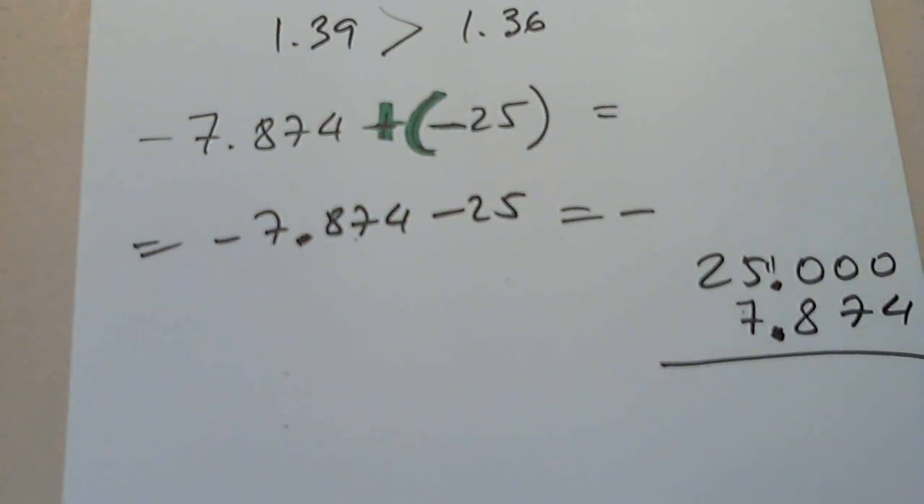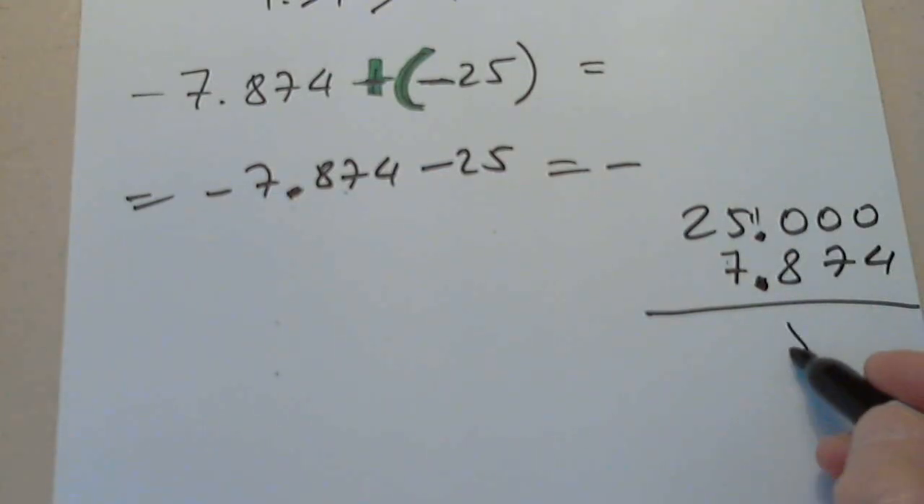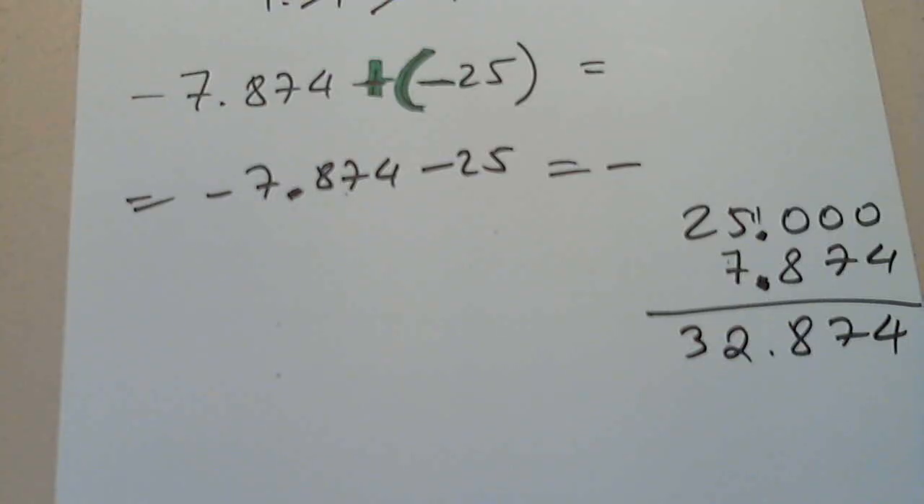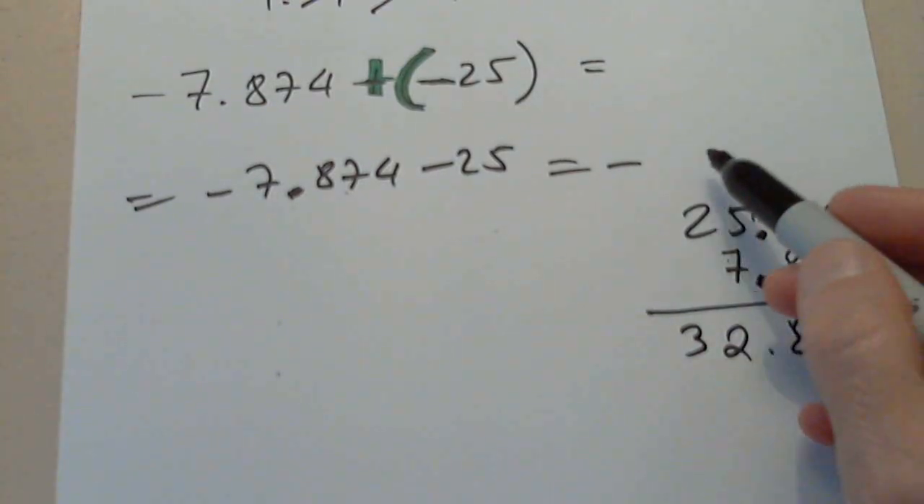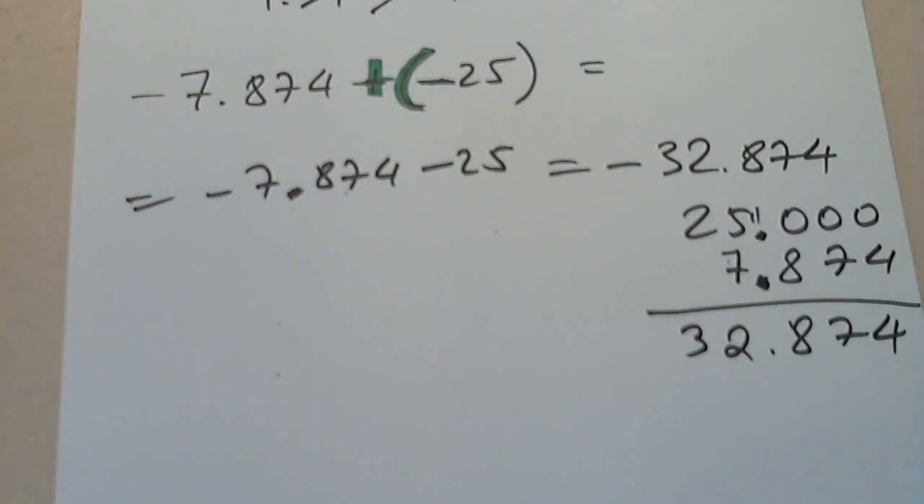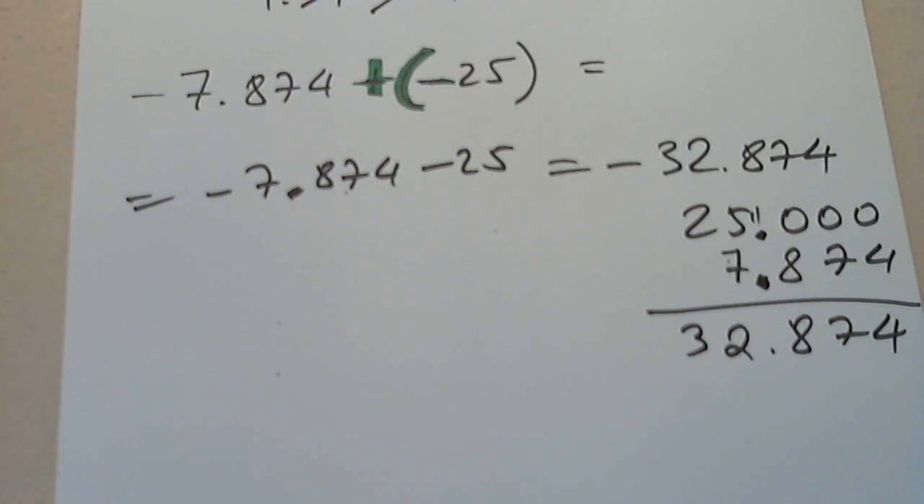Which is not the case when we multiply or divide. So now I add, it's 874, I add, and I get 32. So the final simplified form is 32.874. So please remember, when we add and subtract decimal numbers, the decimal point has to line up.